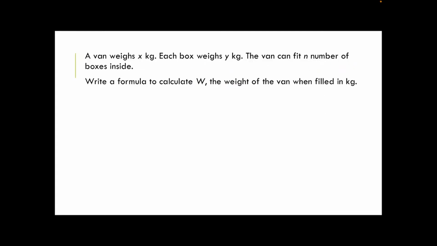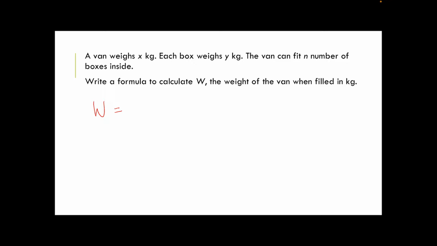Now we've got a different kind of example. So a van weighs X kilograms. Each box weighs Y kilograms, and the van can fit N number of boxes inside. So we have to write a formula to calculate W, the weight of our van when filled in kilograms. So W is going to be equal to our formula then, because it's the formula for the weight. So if we think about the van then, we're saying that the van weighs a certain amount, and we are then putting in N number of boxes.